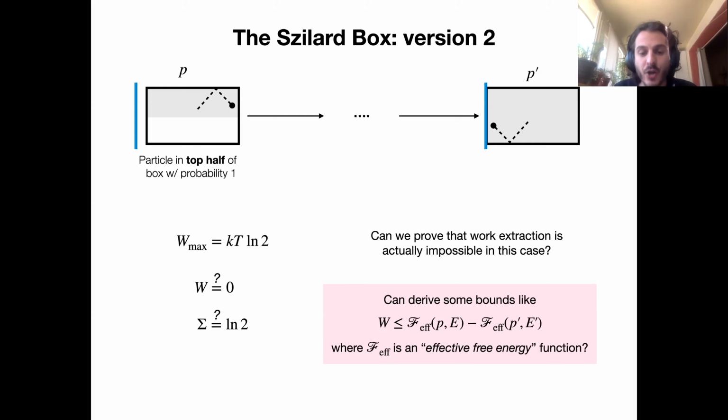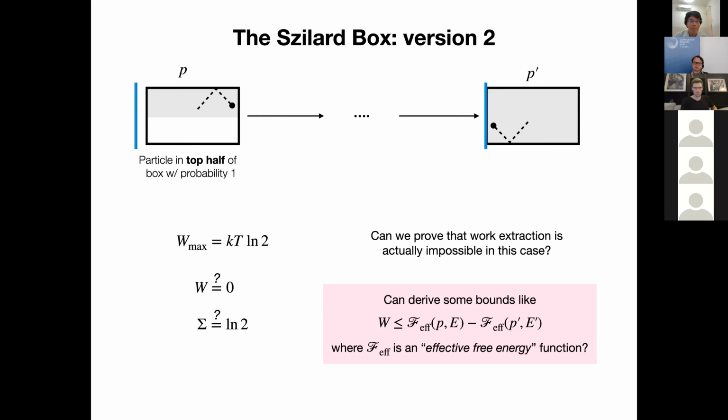Now, by constraints, I've mentioned this word many times. What I really mean is things like what kind of energy function and what kind of stochastic dynamics we can apply to the system of interest. So in this case, the constraint would be that our degree of freedom of control is just moving this one vertical barrier.